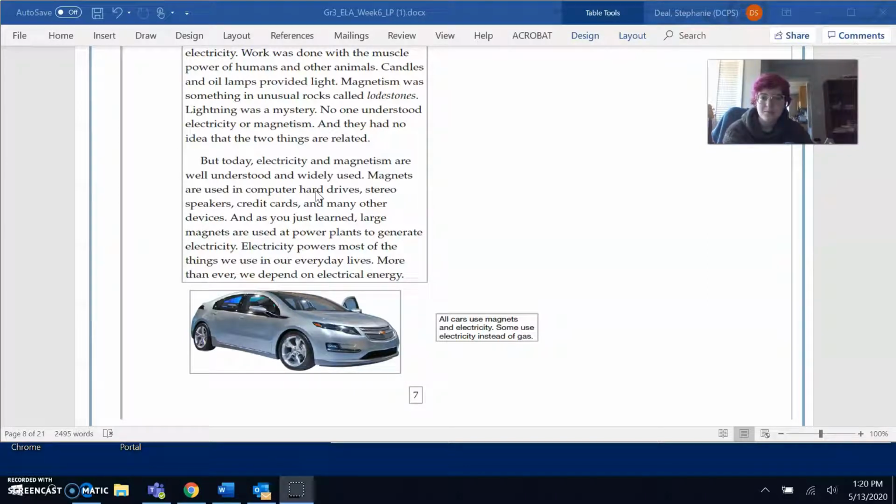Magnets are used in computer hard drives, stereo speakers, credit cards, and many other devices. And as you just learned, large magnets are used at power plants to generate electricity. Electricity powers most of the things we use in our everyday lives. More than ever, we depend on electrical energy.